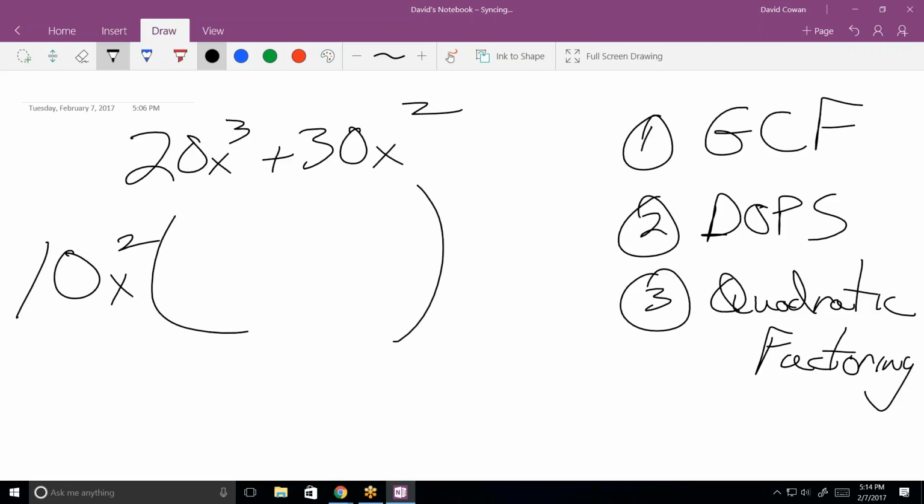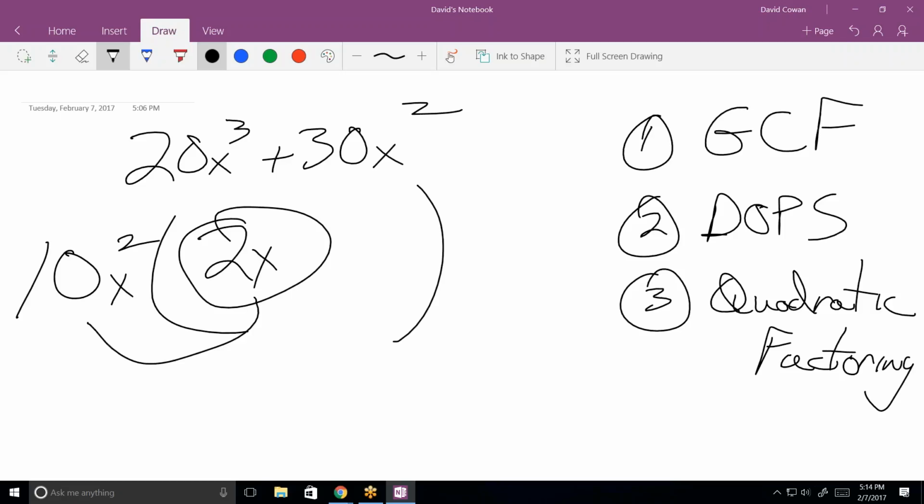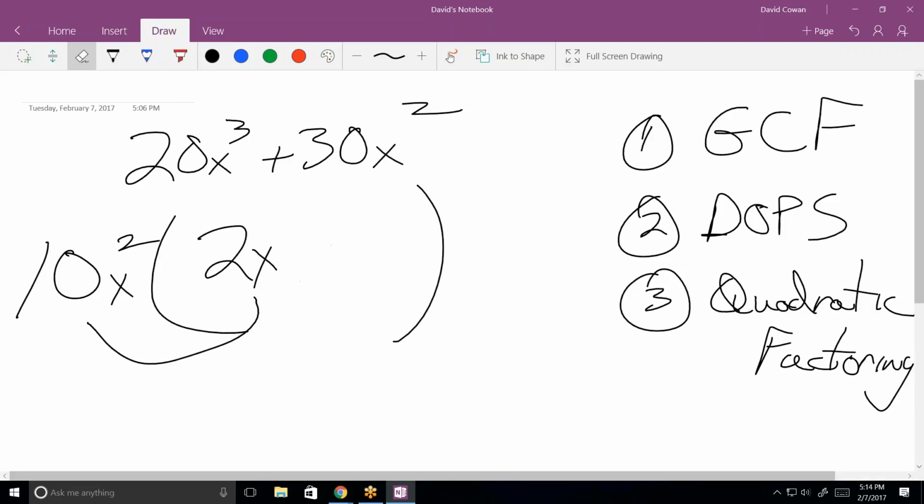Or 2x. Again, go left to right. Always go left to right. You're going to confuse the heck out of everybody if you go right to left. So what goes here? That multiplied together gives you 20x cubed, so that's correct. What's the other term? 3.